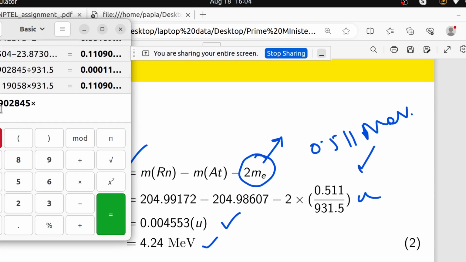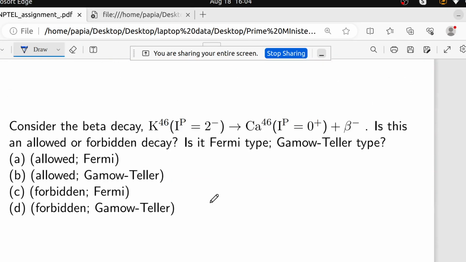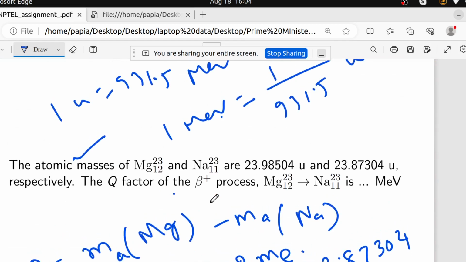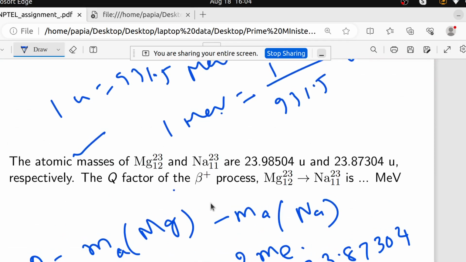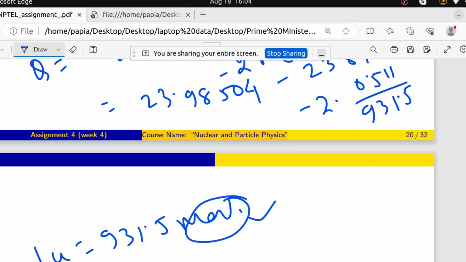So after that, 931.5. 0.1109, yes, like that. So it is 103.306 something. Yes, because the conversion is 1 U equals 931.5 MeV. So we have to calculate in MeV. We have already calculated in U unit, so if you want to calculate in MeV, then you have to just multiply with 931.5.